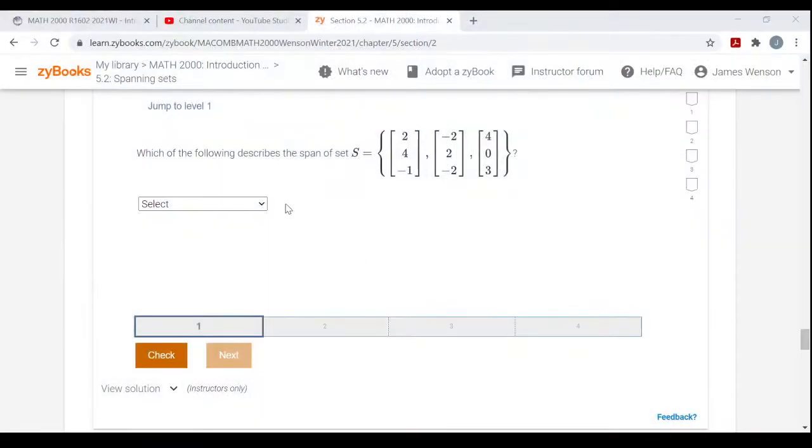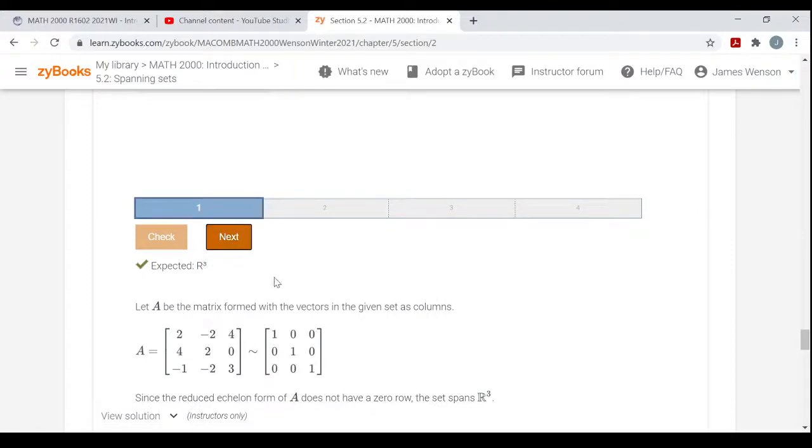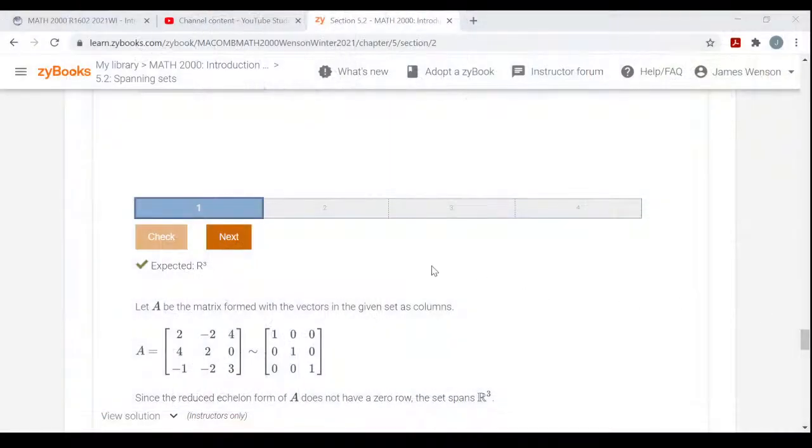All right, so back here now, I know you're not able to see when I hit the select bar, some stuff comes down. One of the options is all of R3, and you're seeing R3 pop up there. Then I check. Great. Now, that was because all 3 columns were pivot columns. If only 2 of them were, then I'd have a plane instead of all of R3. And if only one of them was a pivot column, then I'd have a line through the origin instead of all of R3. So it ties back to that picture from earlier.